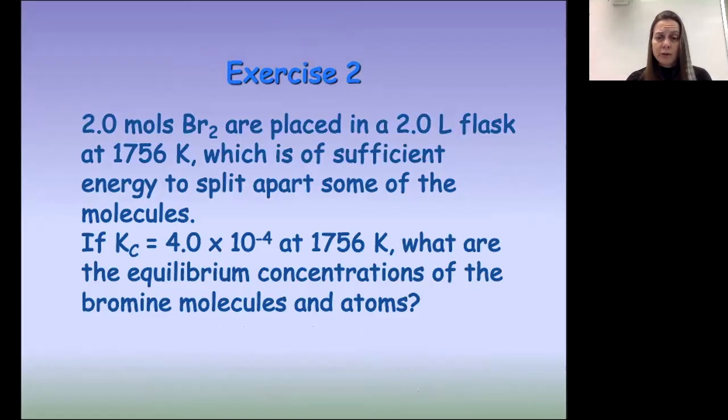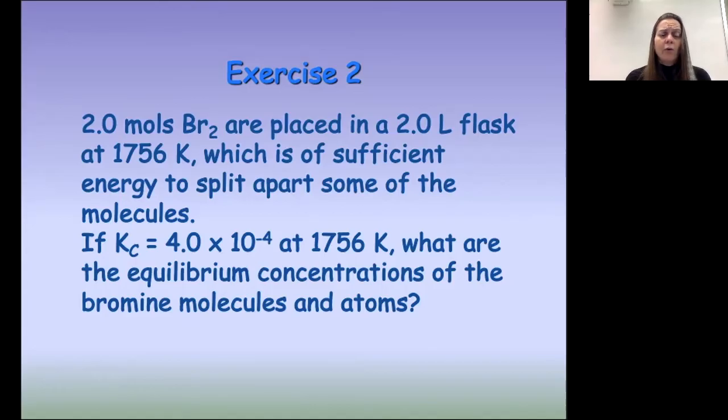So with 2 moles in 2 liters, we know that we have a 1 molar concentration at 1,756 Kelvin, which has enough energy to split apart some of the molecules. So it asks us if the equilibrium constant is 4 times 10 to the negative fourth at this temperature, what are the equilibrium concentrations of the bromine molecules and atoms?